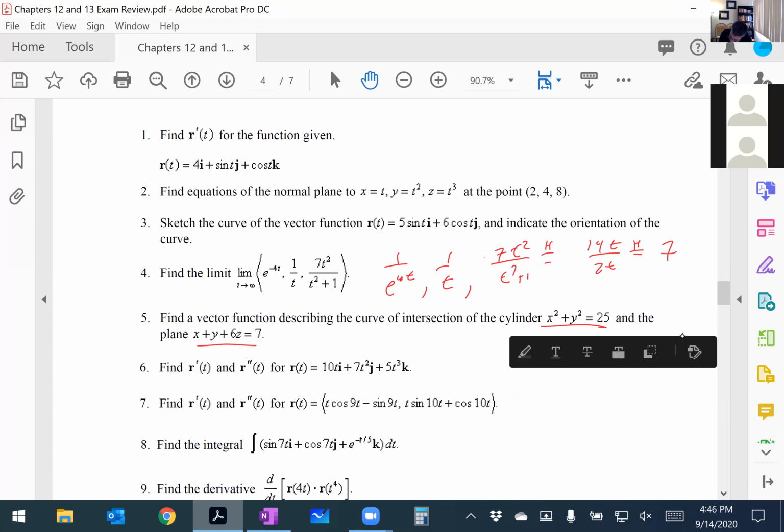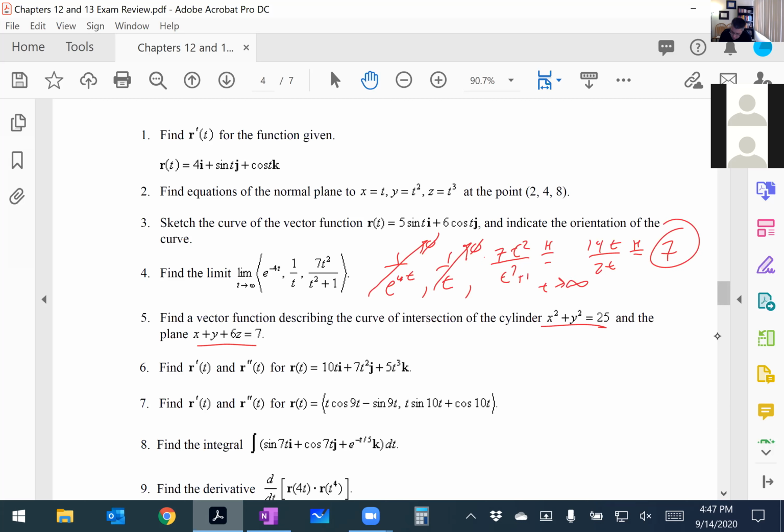But what happens when you do 1 over infinity? Well, that goes to 0. And 1 over infinity again, that goes to 0. And so this thing goes to 7, the limit as t goes to infinity. Okay, so you get 0, 0, 7. Okay, others?